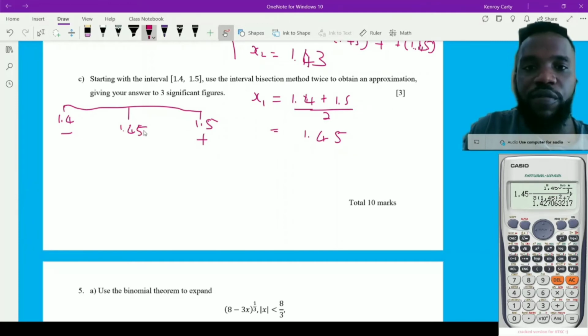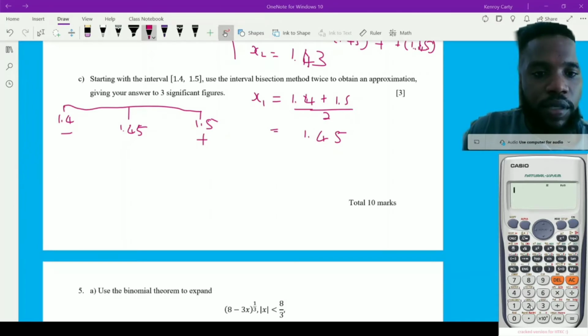So what I'm going to have to do is plug in 1.45 in the original function to determine what the sign is, whether it produces a negative or a positive. So let me pull up the calculator here now. So I'm going to have 1.45 cubed minus 7 over 1.45, plus 2.